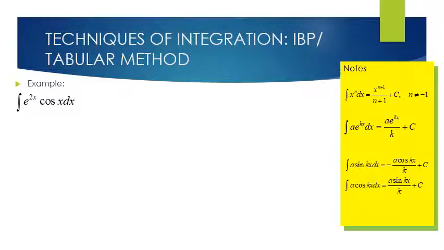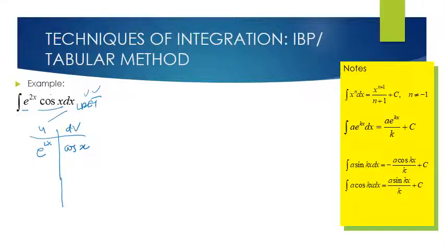Okay, we move to the second example of the tabular method. How do we know that it is tabular? For me, I choose it because there are different groups. We have exponent and trigonometry. So first we choose u and dv. So u must follow LIPET. Since we have exponential and trigo, the exponential comes first, so it will be chosen as our u, e^2x. Then we have dv, cos x.